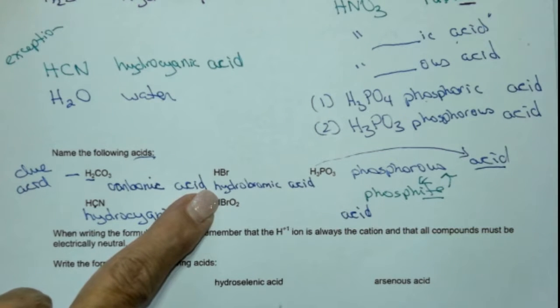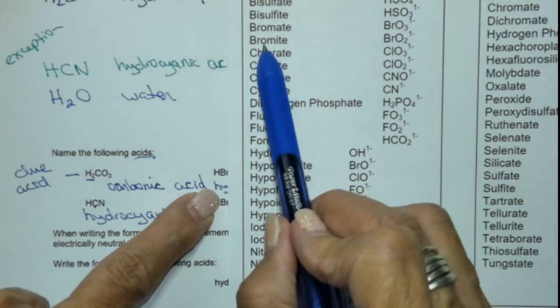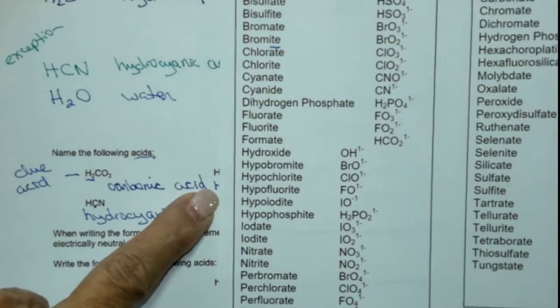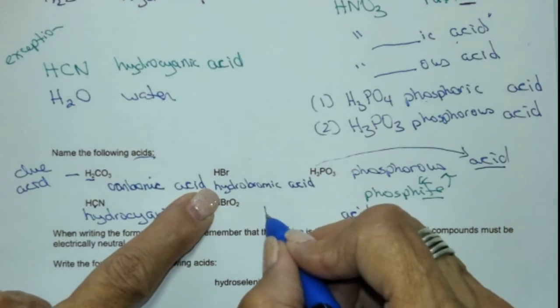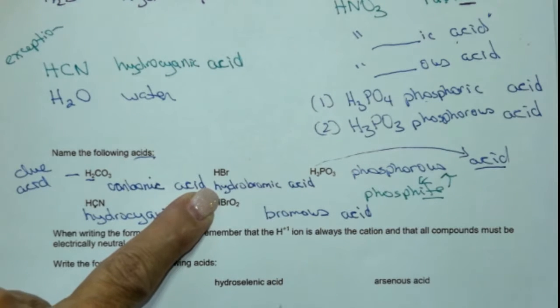Cover up the rest. I have BrO2. So when I look up BrO2, I'm just going to scan. So BrO2 is bromite. Bromite, since it ends in the ending "ite," I change it to us. This is bromous acid.